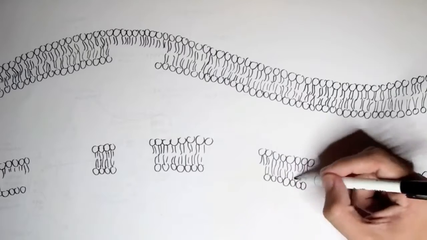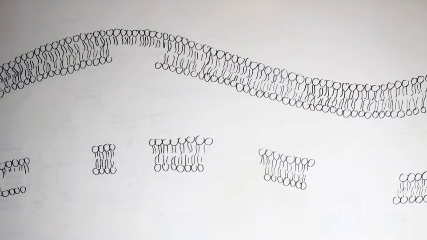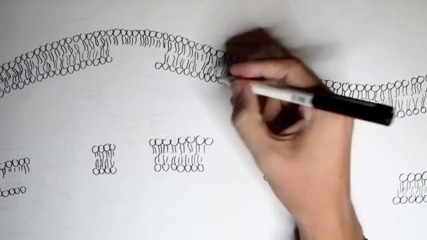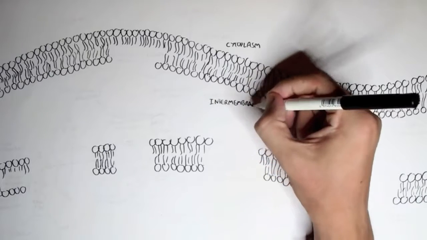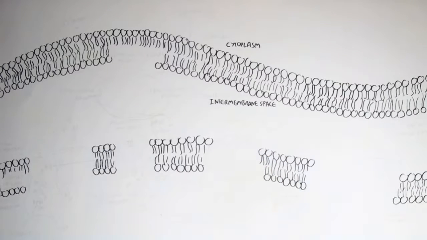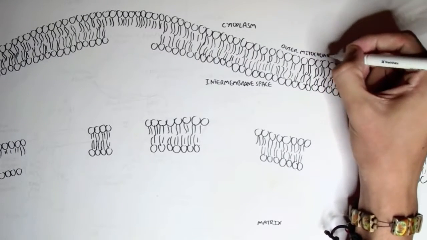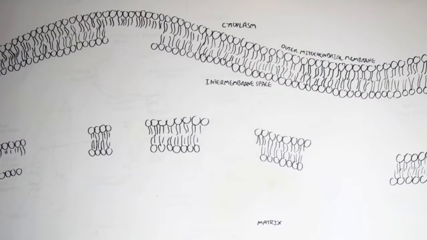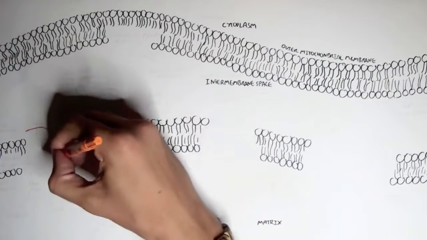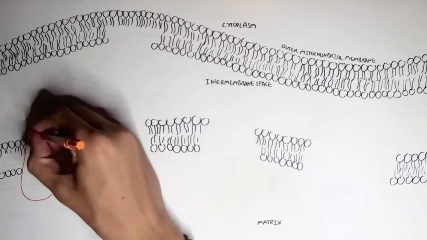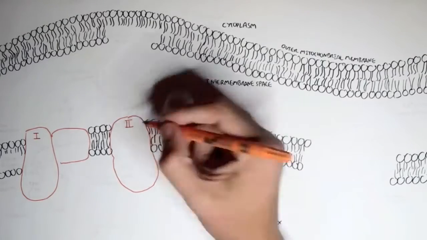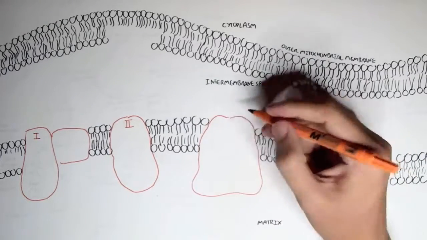So we begin here inside the cell. Here are the two mitochondrial membranes. Here's the cytoplasm, the intermembrane space, and the matrix inside the mitochondria. If this were the outer mitochondrial membrane, the other will be the inner mitochondrial membrane. Now, the electron transport chain consists of four important structural proteins known as the four complexes: complex 1, complex 2, complex 3, and complex 4.